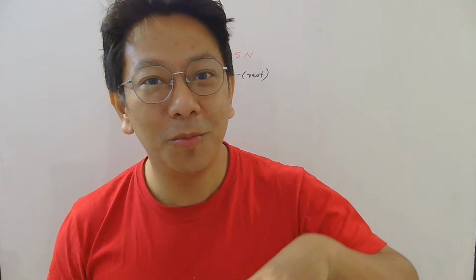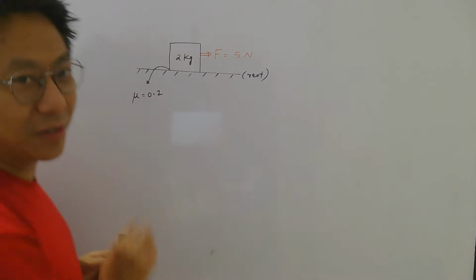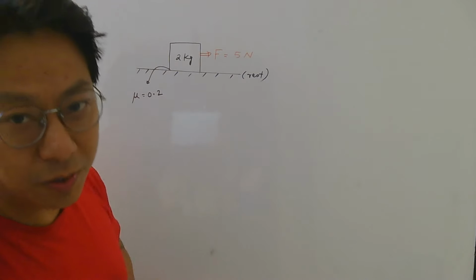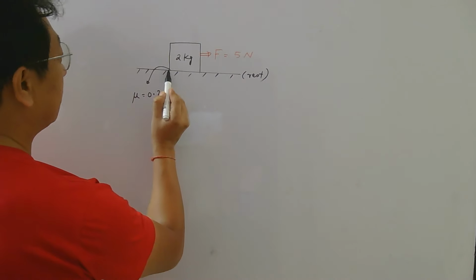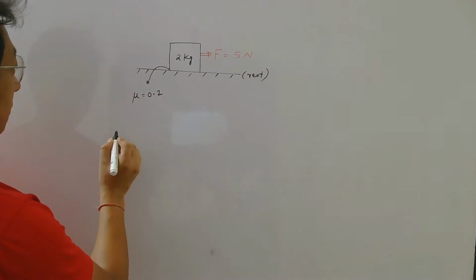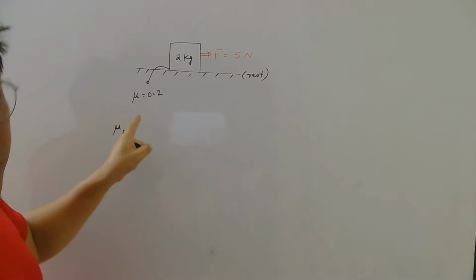That will give you much clarity. Okay. So let's say I have a single block this time kept on a fixed surface and there is friction between the two surfaces. The friction coefficient is given 0.2. Remember, they have not given you mu s and mu k separately. They have just given you mu.